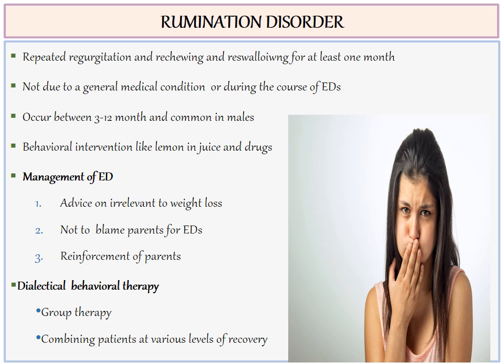Rumination disorder is repeated regurgitation, re-chewing and re-swallowing for at least 1 month, not due to a general medical condition or occurring during the course of eating disorders. It occurs between 3 to 12 months of age and is common in males. Treatment includes behavioral intervention, like lemon juice, and drugs.